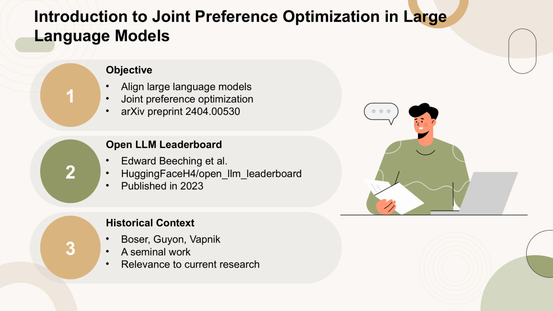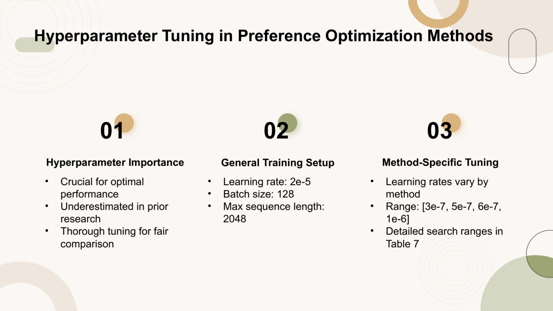The historical context provided by seminal work from Boser, Guyon, and Vapnik is also considered, highlighting its relevance to the current research direction. The importance of hyperparameter tuning in preference optimization methods cannot be overstated. It is crucial for achieving optimal performance, yet this aspect may have been underestimated in prior research, potentially leading to suboptimal baseline results. To ensure a fair comparison, we conduct thorough hyperparameter tuning for all methods compared in our experiments.